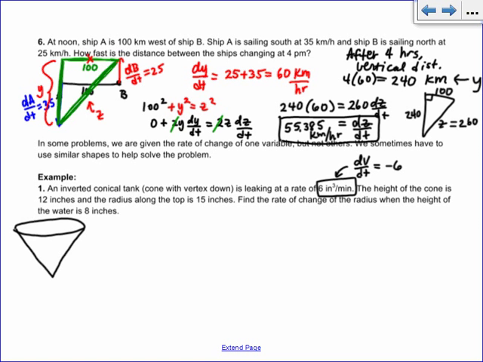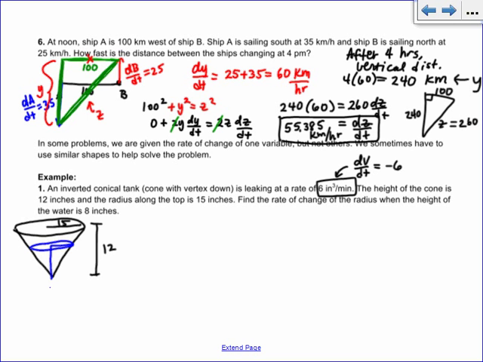All right. So it says the height of a cone is 12 inches. So the height of the whole thing is 12. And the radius along the top is 15. I still didn't draw it very well. Needs to be much fatter. So find the rate of change of the radius when the height of the water is 8 inches. So this is just the structure. The structure is 12 inches high and 15 inches in radius. But the water on the inside, we don't know what the height and the radius of that is.